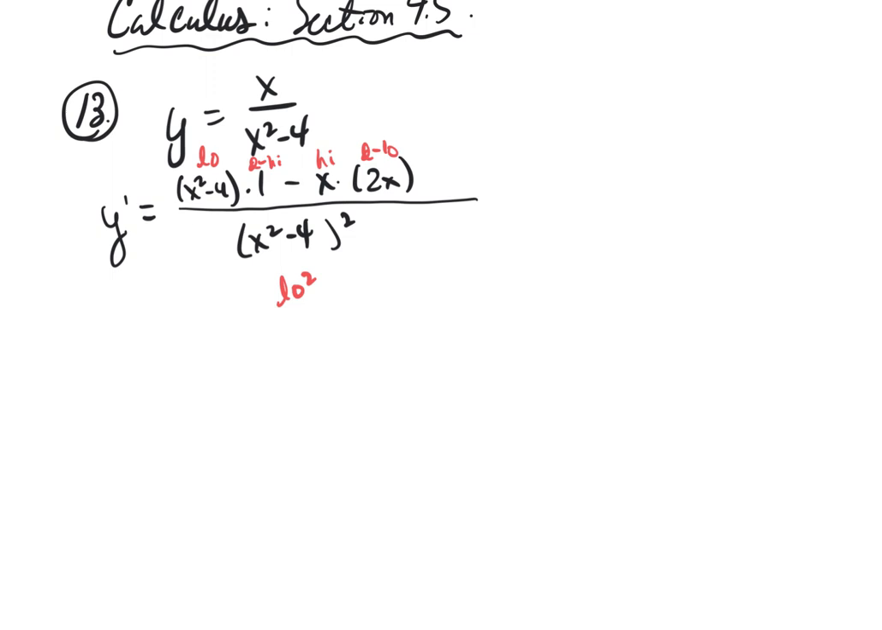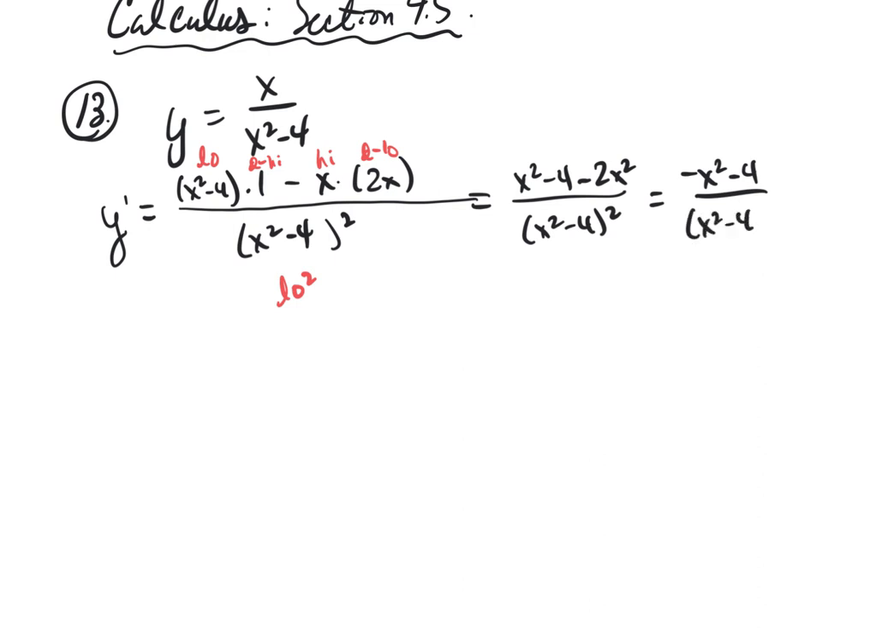Okay? A little bit of simplifying. Distributing 1, distributing the x, and combining the x squared and the negative 2x squared. And so that's going to give us negative x squared minus 4. And downstairs we have x squared minus 4 squared. Okay, so there's our derivative.